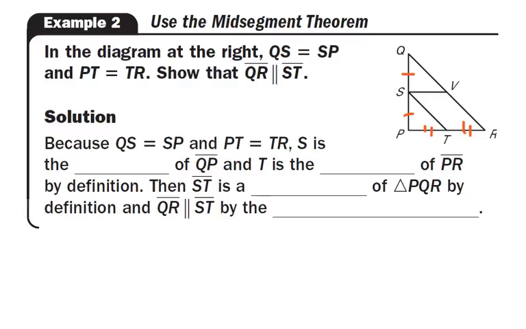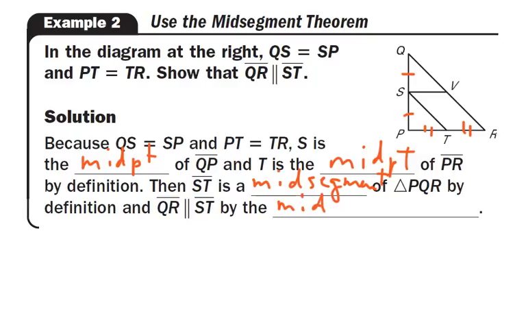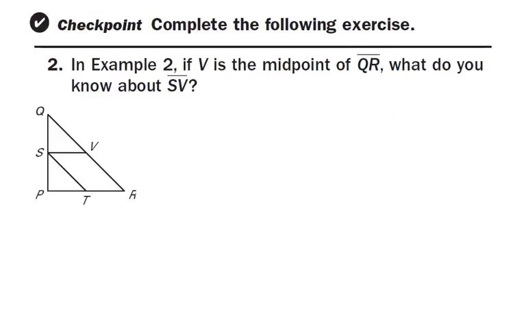And this is basically just going through the mid-segment theorem. Because QS is equal to SP and PT is equal to TR, S is the midpoint of QP, and T is the midpoint of PR by definition. So ST is a mid-segment of triangle PQR by definition, and QR is parallel to ST by the mid-segment theorem. Okay, so that's all example 2 is. All right, go ahead and finish checkpoint number 2.